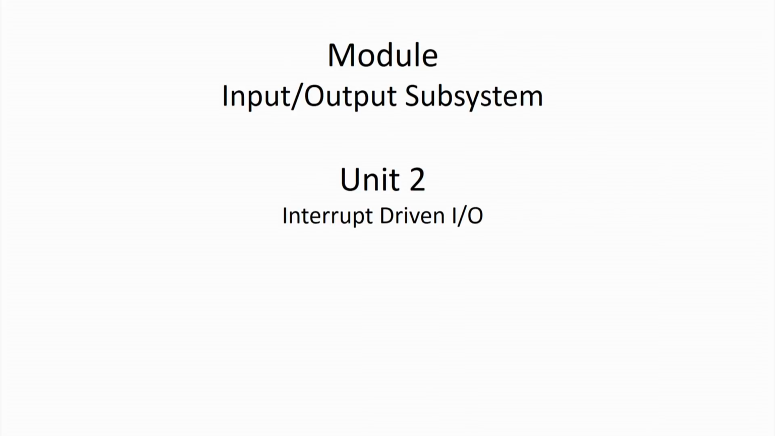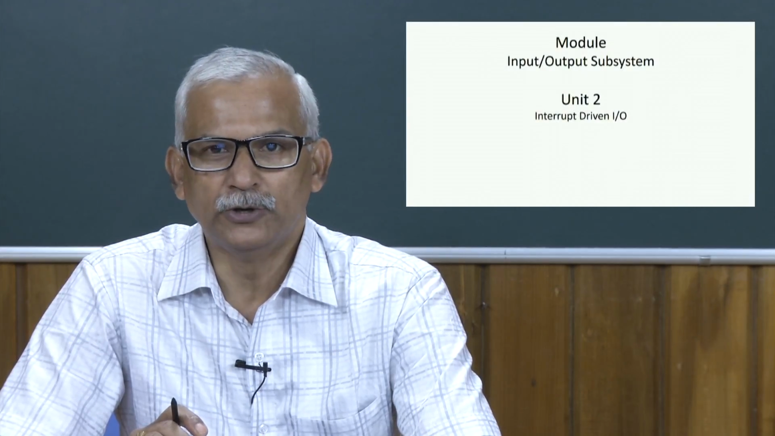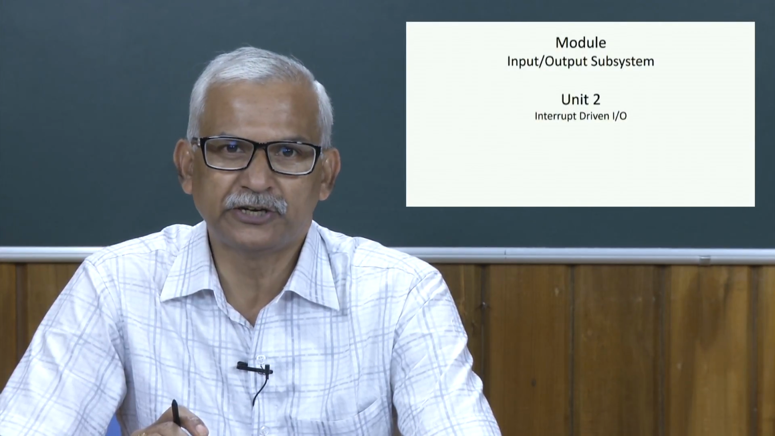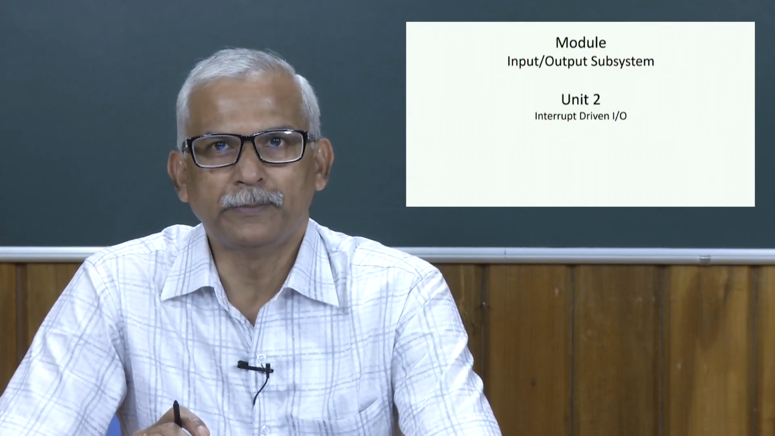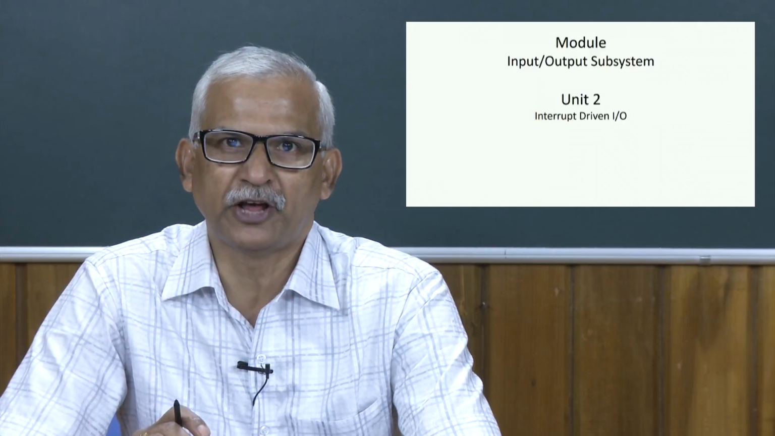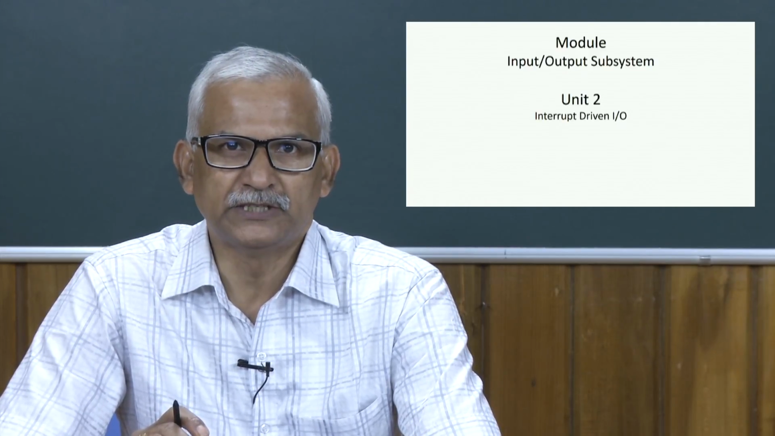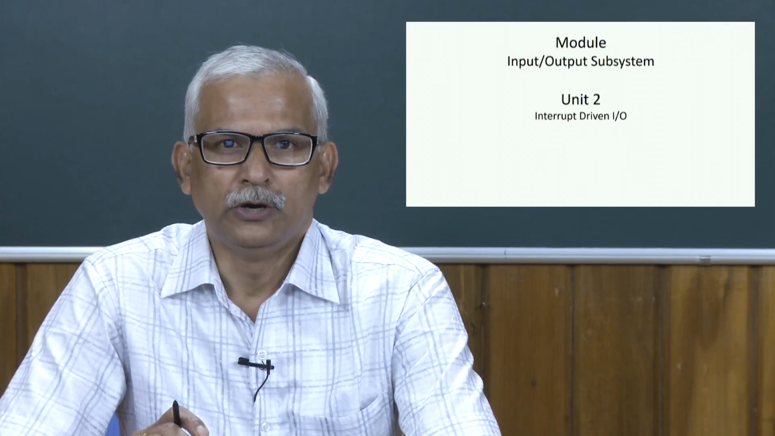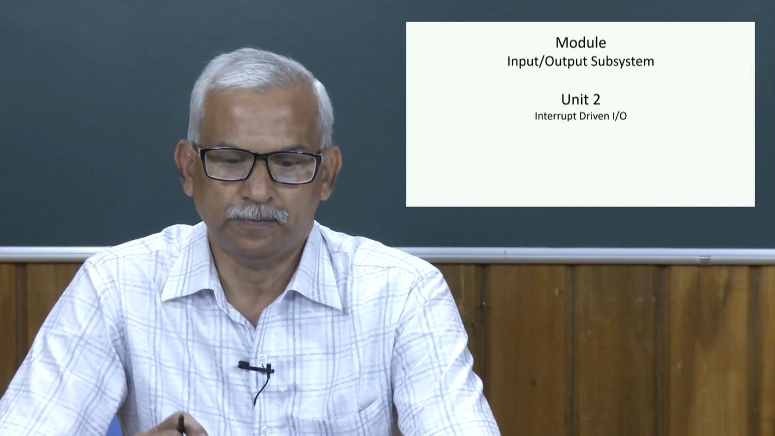In our last class we discussed the issues related to input output, why the IO module is required, and we have seen there are three ways of transferring information. One is programmed IO, second is interrupt driven IO, and third is DMA. In the last class, we briefly discussed programmed IO. Now, in this unit, we are going to discuss interrupt driven IO.